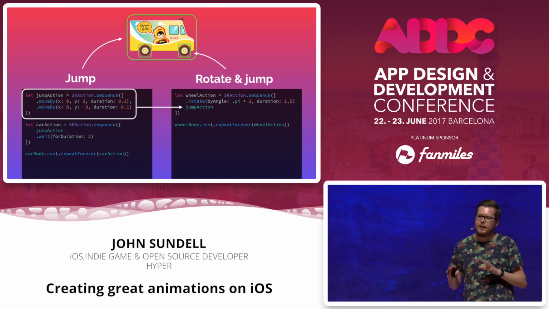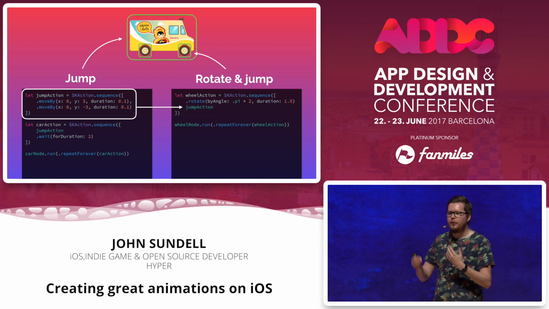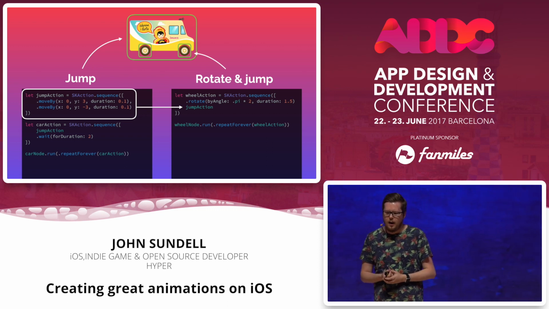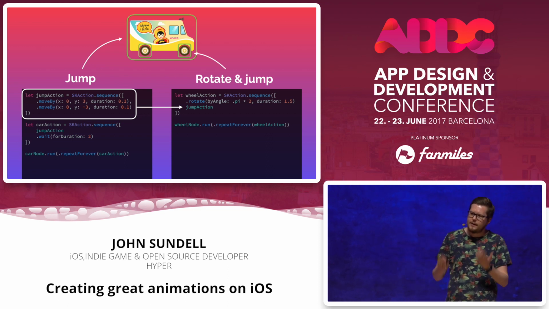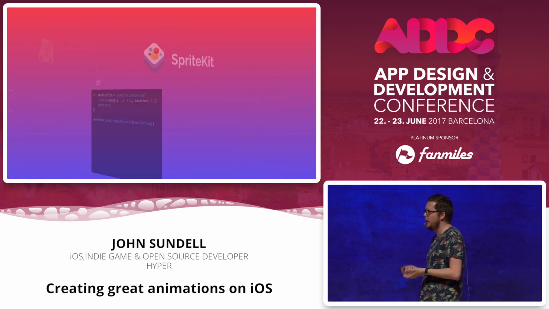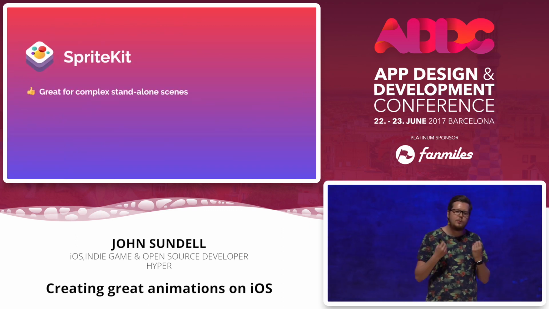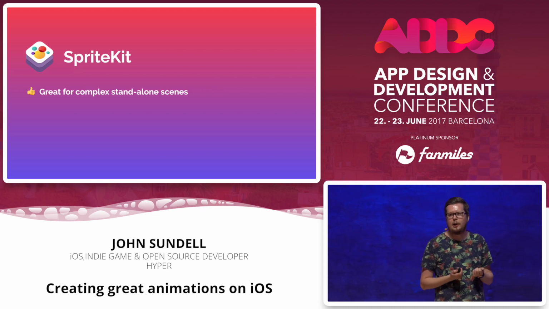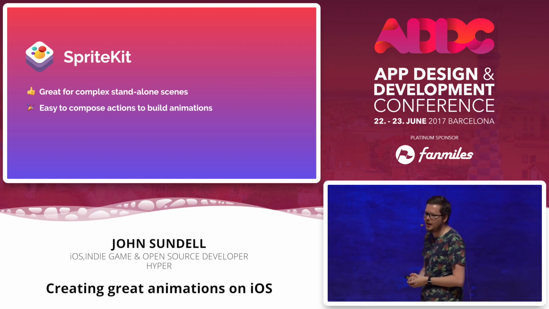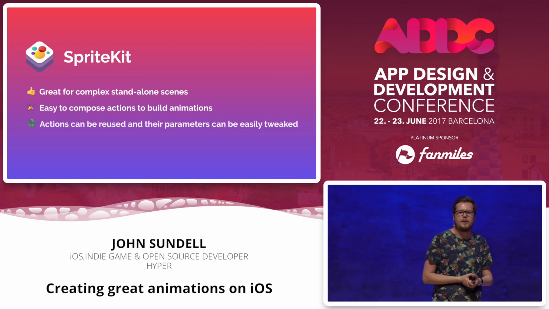So here you can see that we get a very nice overview of what's going on in our animation. We can move things around, we can tweak them together between design and development, and we can get a sense of what is happening very, very quickly. So Sprite Kit was really great for this type of animation. It enabled us to create these really large, complex standalone scenes without any problems. It was easy to compose these actions and to build these animations from them. And we could also reuse actions quite a lot.